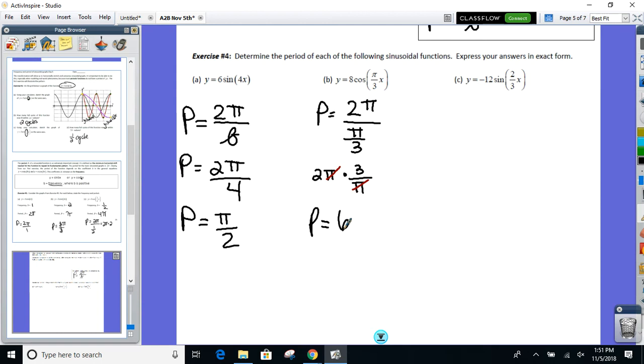How would you graph that? Oh, you'll see in a second. Don't worry. I know you're asking that. Period for C, 2 pi divided by 2/3.